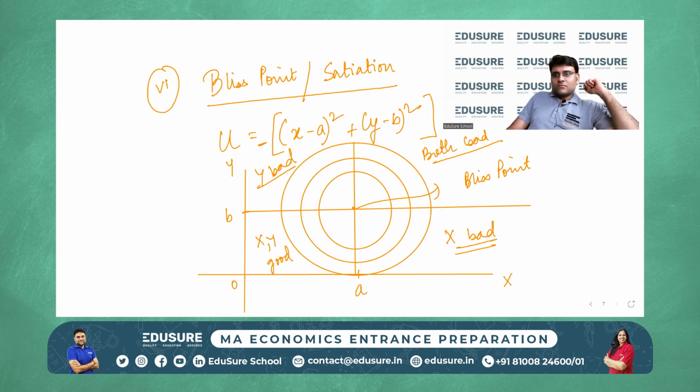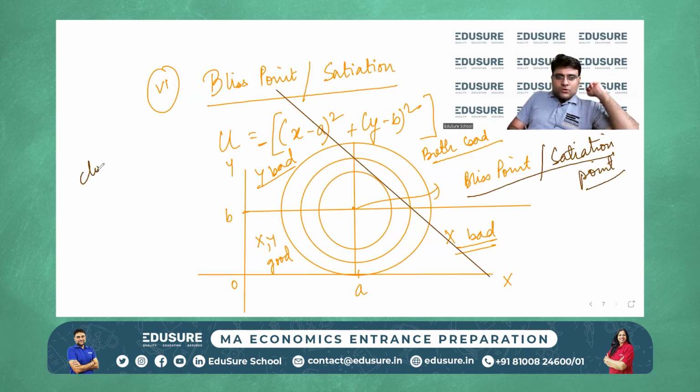Now, what about the budget line? If I have a budget line which looks like this, obviously the optimal point will happen at the tangent. Whenever the budget line lies in the quadrant where x and y are both good, then obviously I will choose the tangential solution. But if the budget line is somewhere here, that is, the bliss point is affordable, I will obviously choose the bliss point. The bliss point and the satiation point are the same.